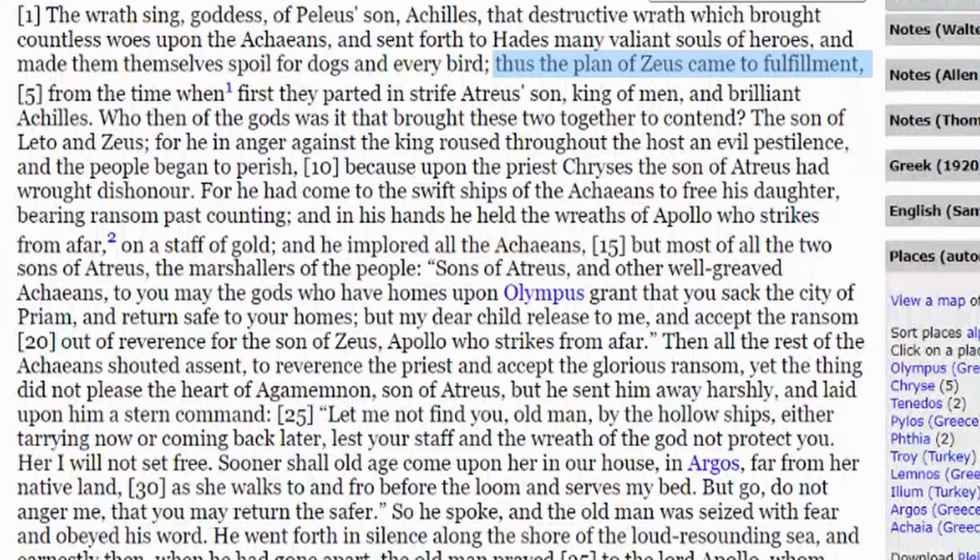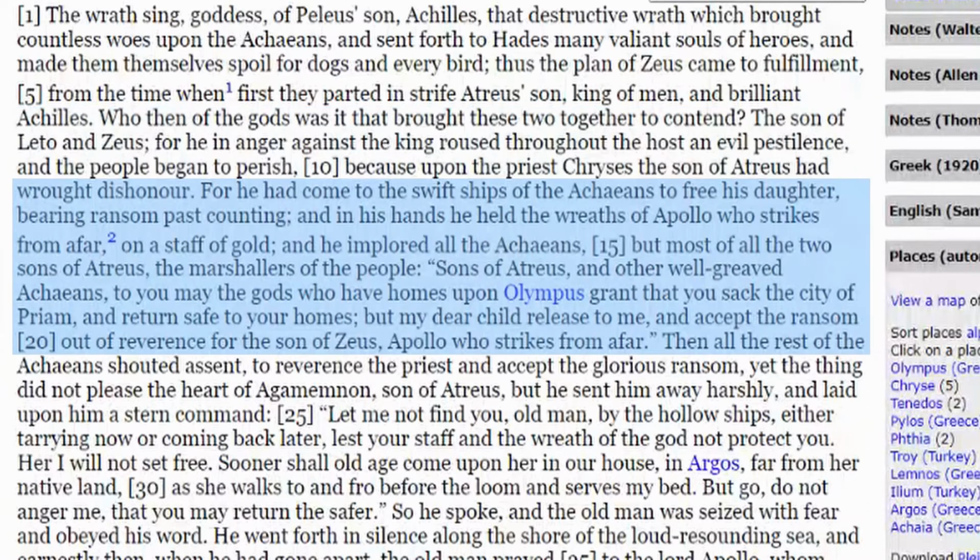But another factor about the gods, and one which actually has been controversial even since ancient times, is that Homer depicts the gods as contending with one another, as in disagreement, and also as setting humans into disagreement. Because in the very next line, the narrator asks, who then of the gods was it that brought these two together to contend? And he means these two, the son of Atreus, which is Agamemnon, and then, of course, Achilles, who is the subject of the poem. So someone set them in conflict, and it turns out to be Apollo. Apollo set them in conflict. And why did he do it?